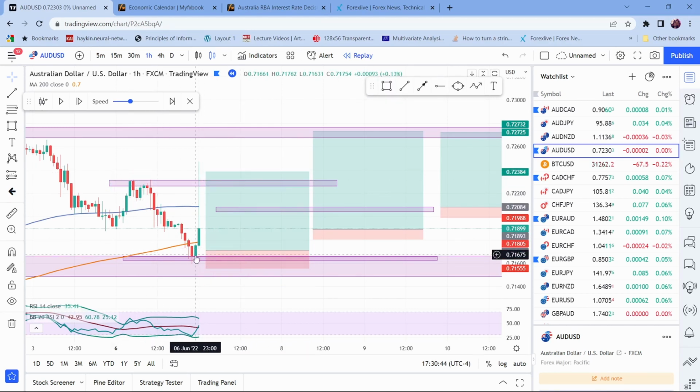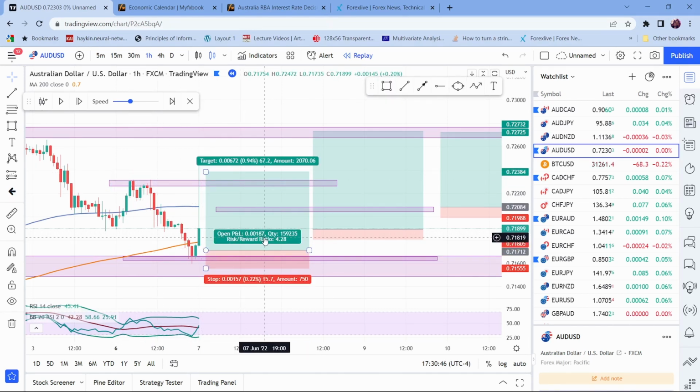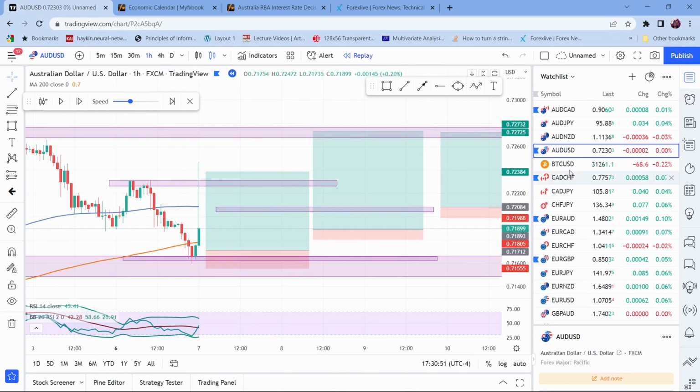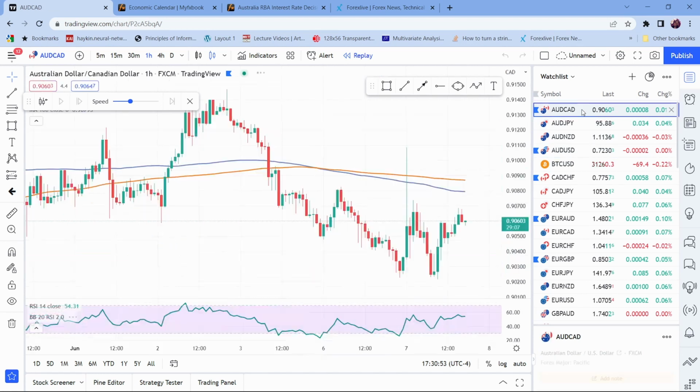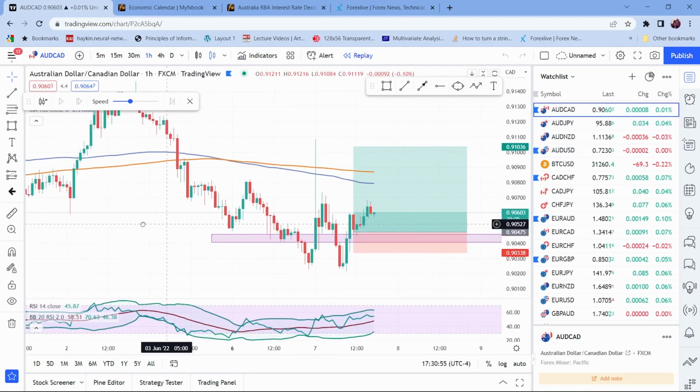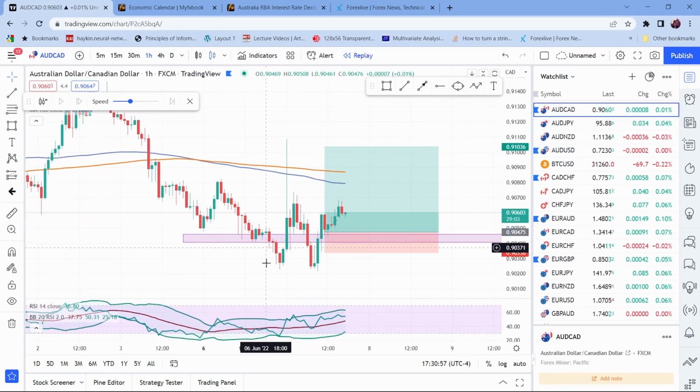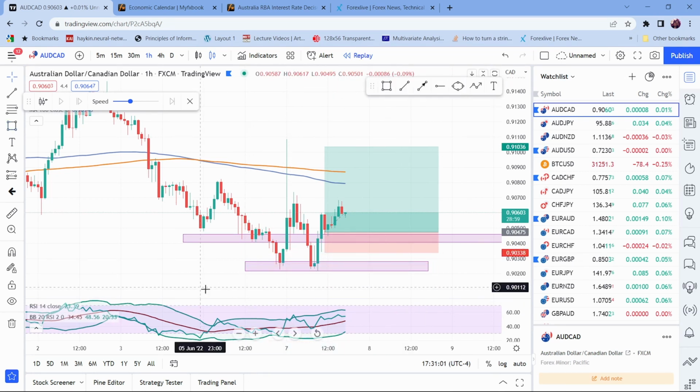So I risked 2% on this, making this a total of around 8 to 9% return for me, as well as AUD CAD, which also spiked to the upside. Took the trade right around here. Same thing, price rejected. We had this bullish engulfing on that hour, and on the next hour candle, when the data did release, we got that spike up as well, right?